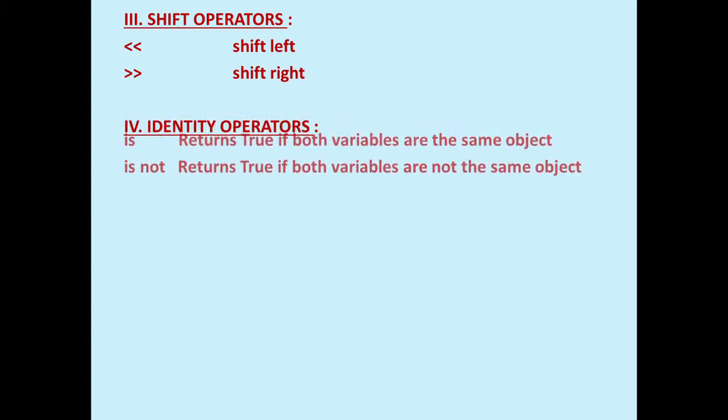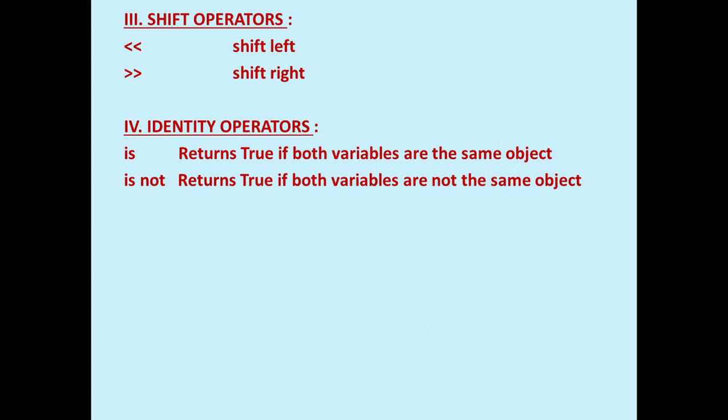Next comes the identity operators. So identity, here you have to take the meaning identical. So the is operator will return true if both the variables are of the same object type, and the is not operator will return true if both variables are not of the same object.